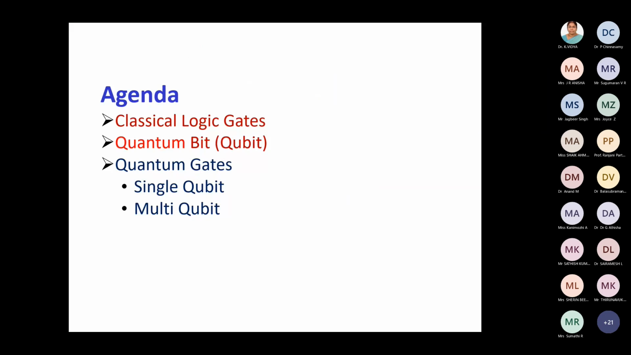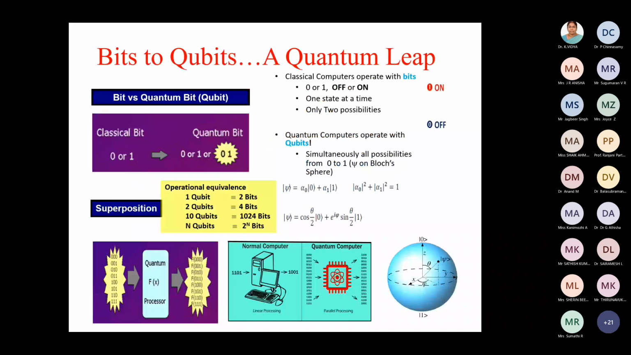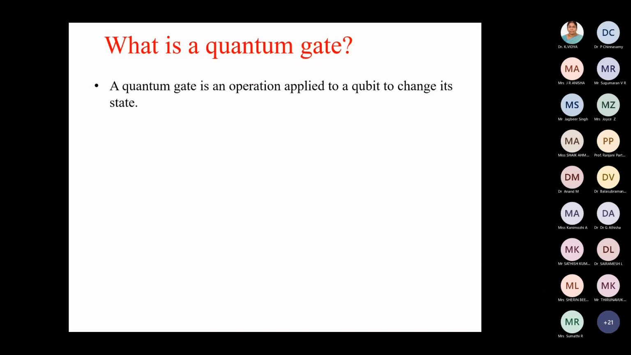So now we are ready to understand quantum gates. Qubits you understand, because qubits are able to hold these many states. But if you want to perform some computation, then you have to apply some gates or some logic on those qubits. So for that we require quantum gates. And what is a quantum gate? It just changes the state of a qubit from one state to another state.